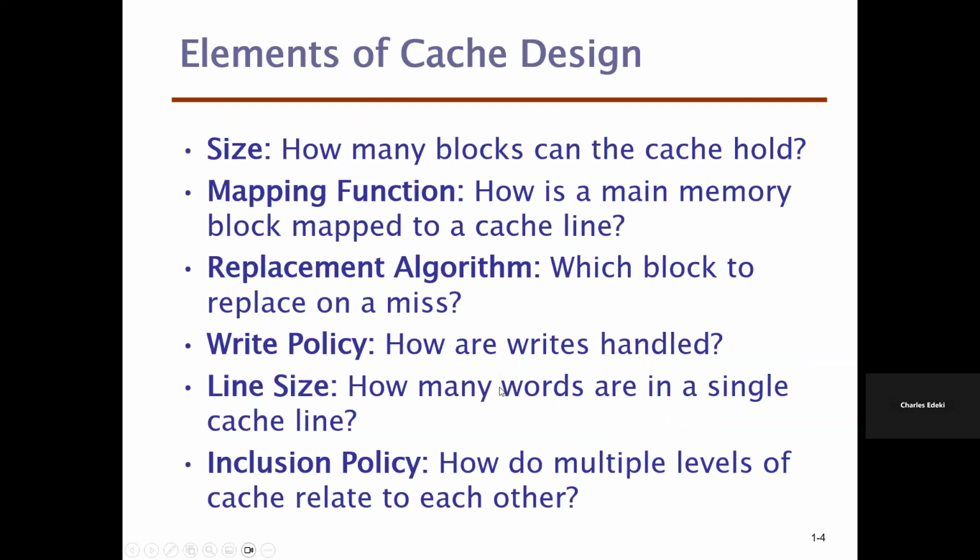Now let's go through some of the terminology we need here. These are the elements of cache design. So first, the size. How many blocks can the cache hold? That's one question. We said about the mapping function. So I'm just going through the terminology here. In the future lectures, we'll go through each one, especially the algorithms. For example, here we say the mapping function is how a main memory block is mapped to a cache line.